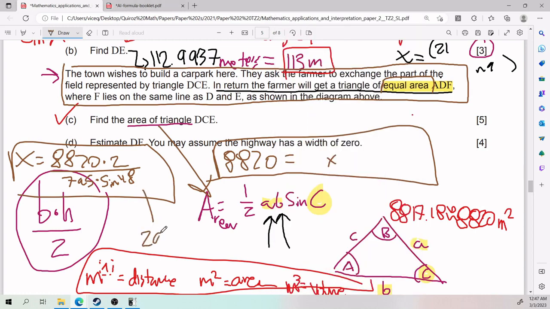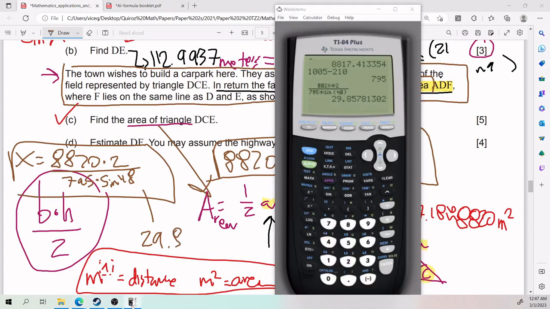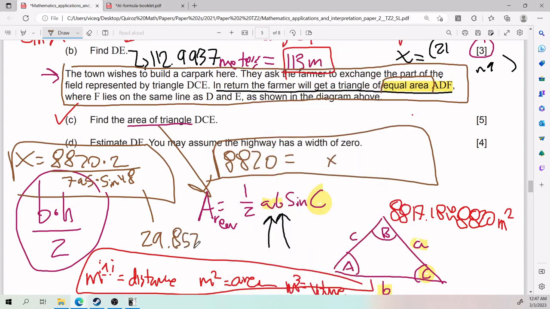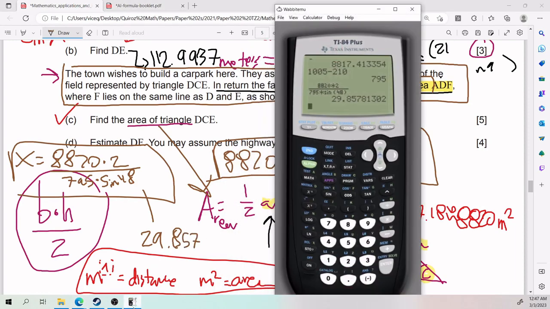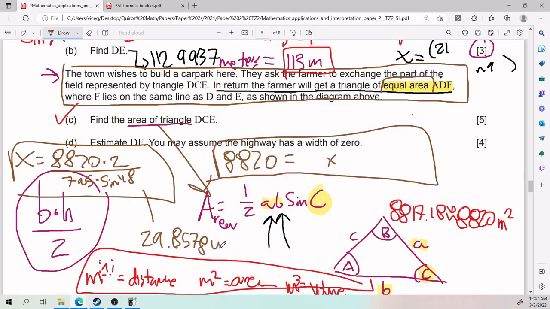Okay. Point 85. 7 8. Which is roughly the same as 29.8. So that is for part D.